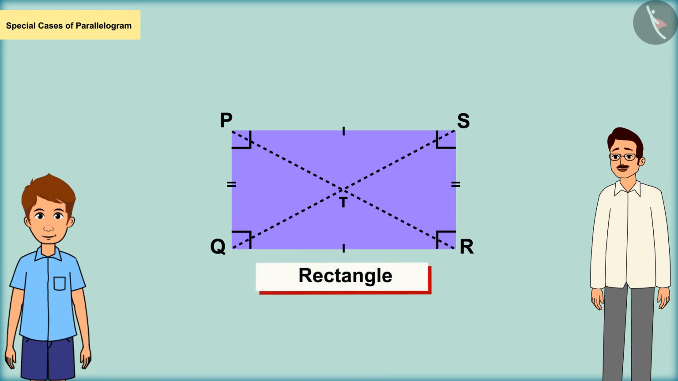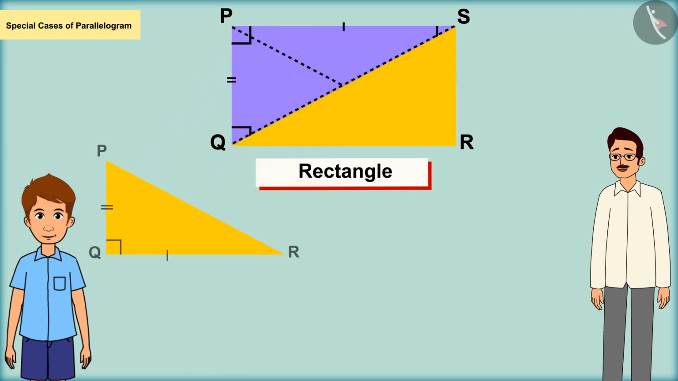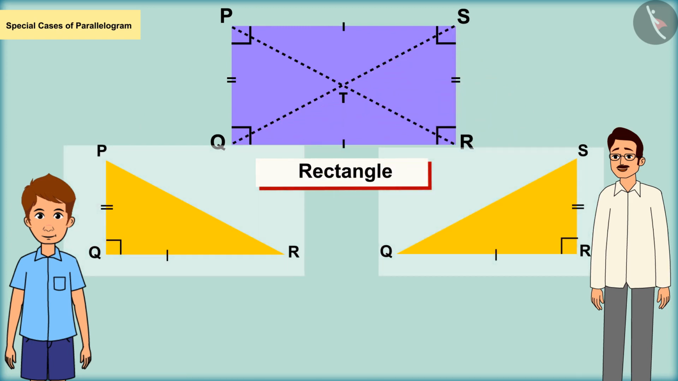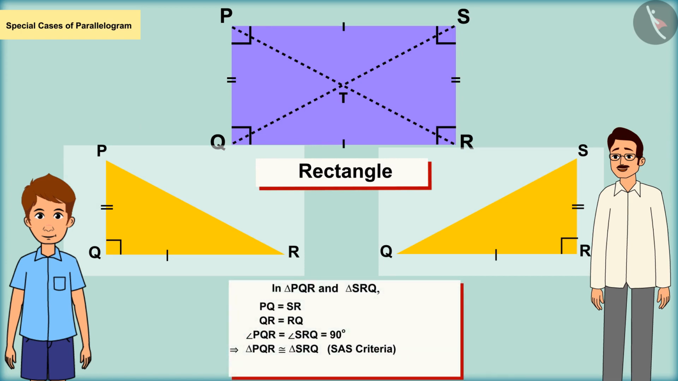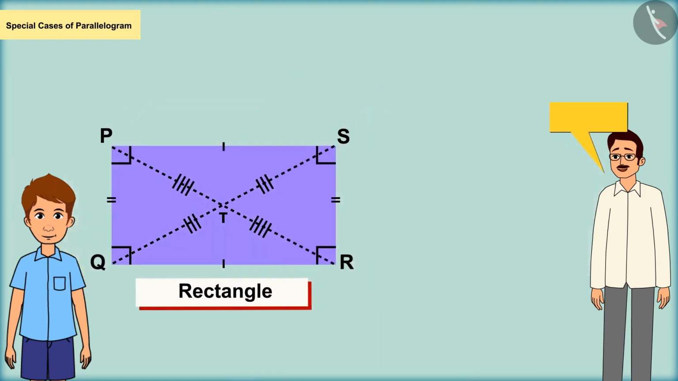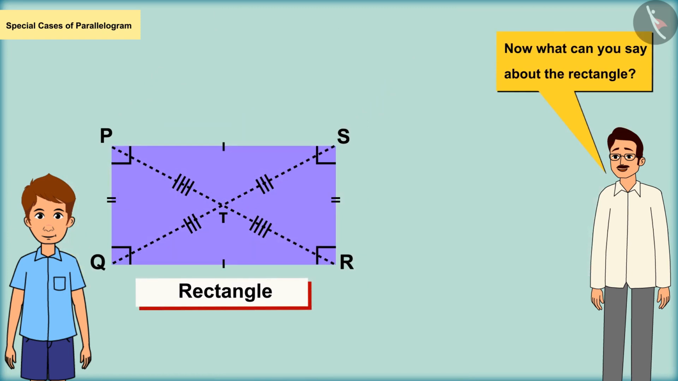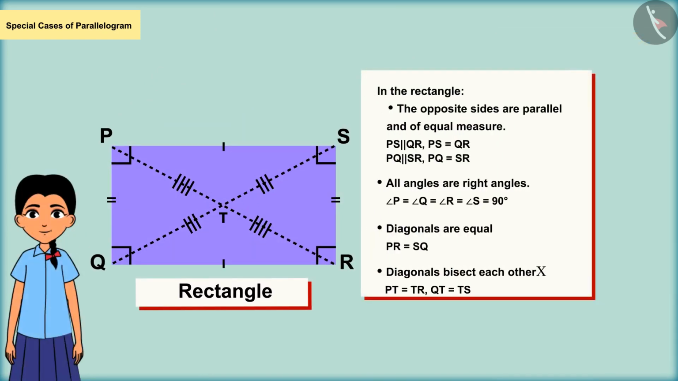If we draw the triangles PQR and SRQ appearing in this rectangle separately on another paper and observe, you can see that both triangles are congruent, with the help of which we can say that both diagonals of the rectangle are of equal measure. So, now what can you say about the rectangle? We can say that the rectangle is a parallelogram whose all angles are right angles and the diagonals are of equal measure and the diagonals bisect each other.